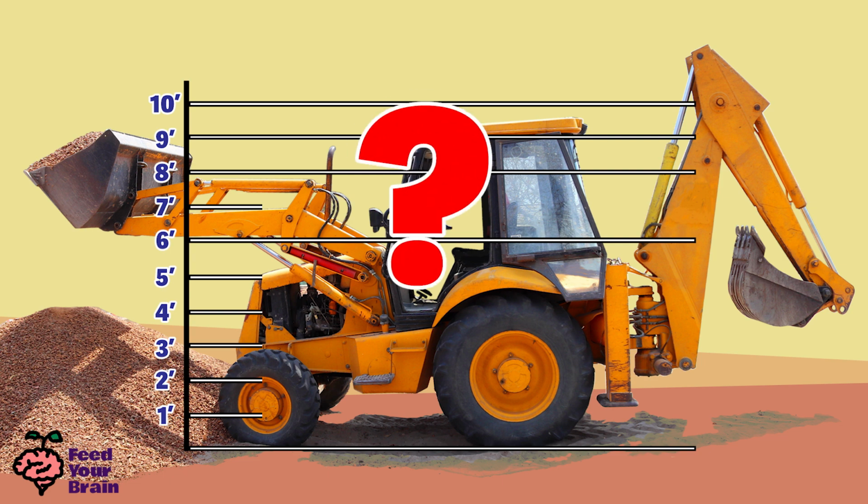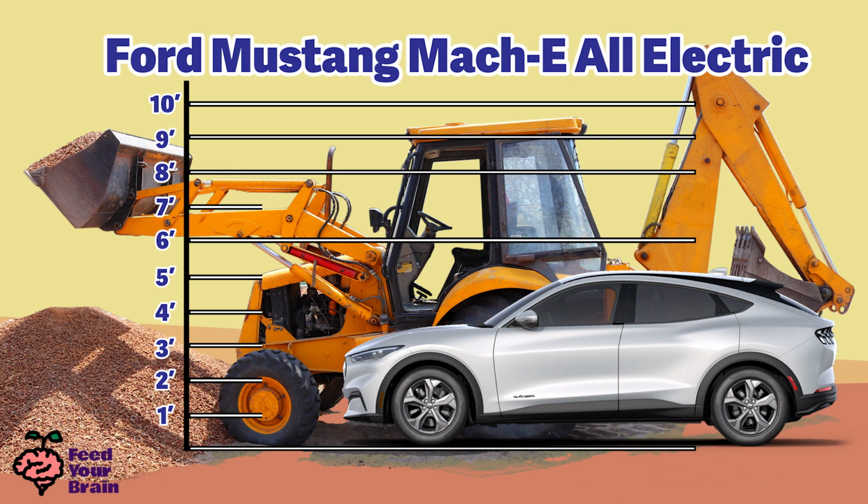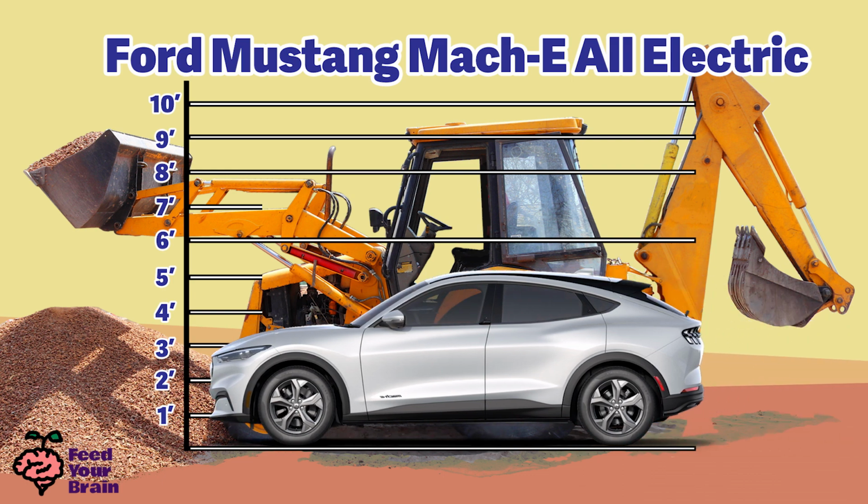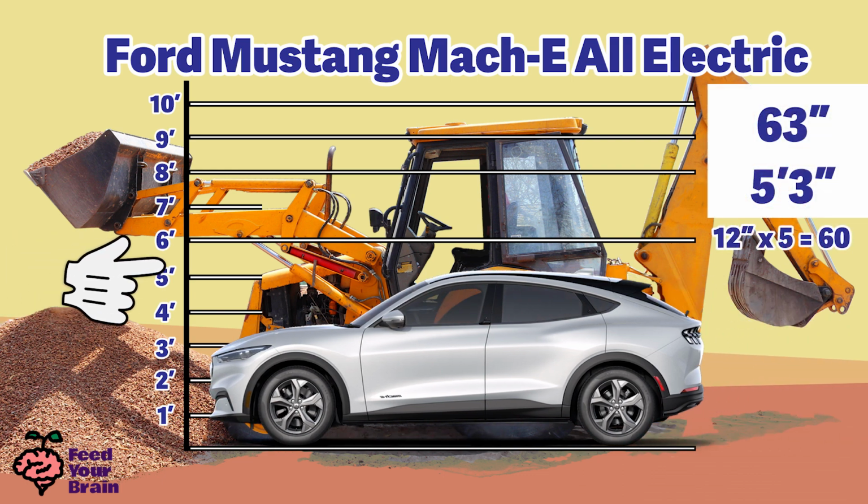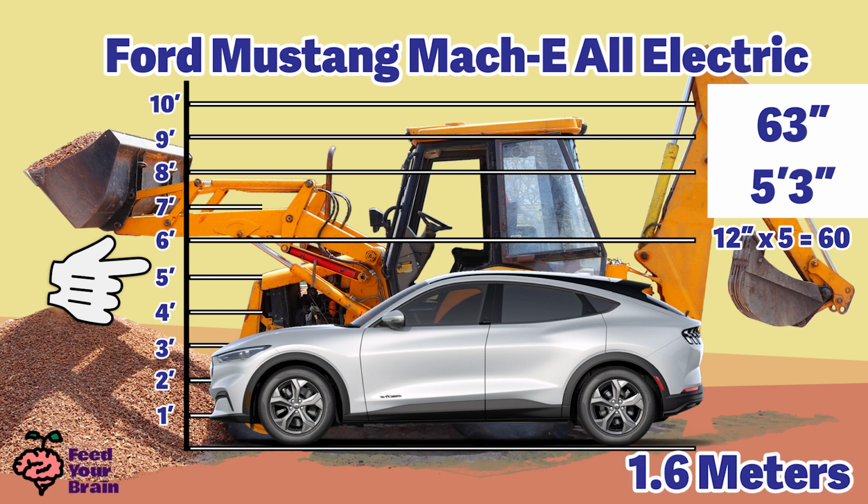How tall is this backhoe loader compared to a car? Here is the 2022 Mustang Mach-E all-electric car. This car is 5 feet 3 inches tall. This is approximately 1.6 meters tall.